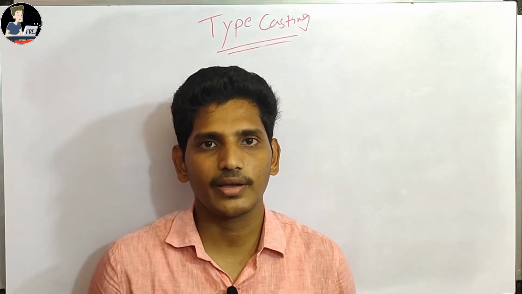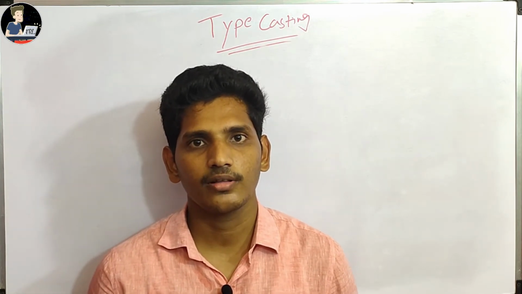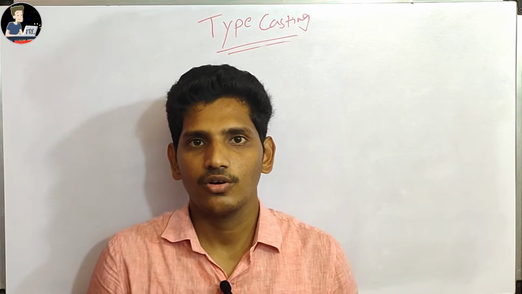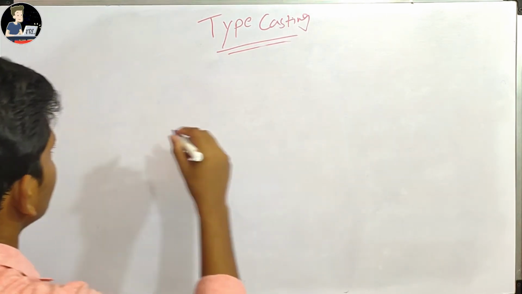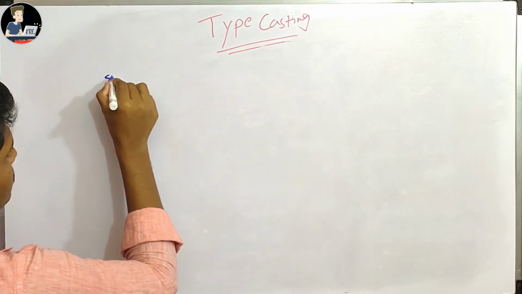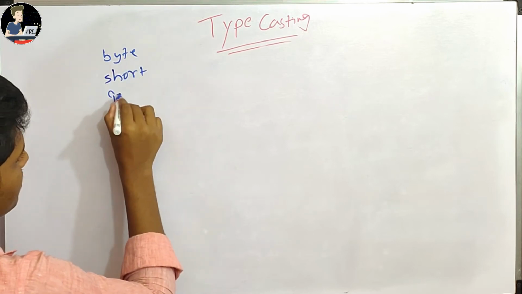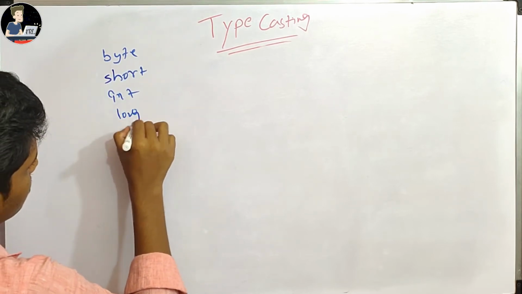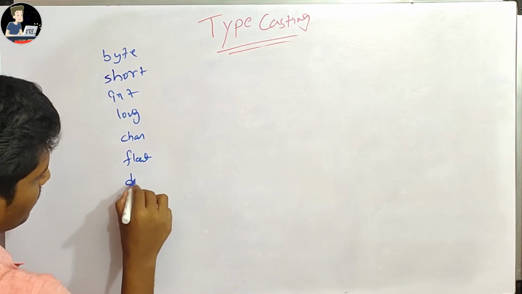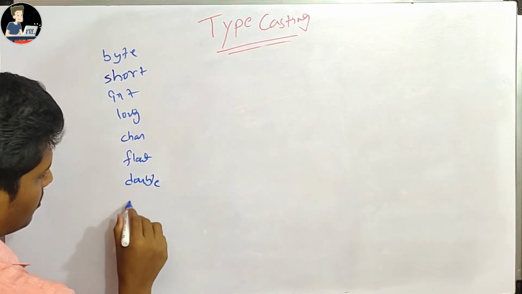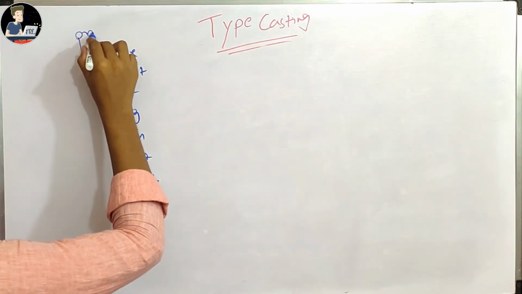What is typecasting? Typecasting is nothing but converting one data type into another data type: one primitive to another primitive, one reference to another reference. What are primitive data types? Primitive data types are short, byte, int, long, char, float, double and boolean. These are all primitive data types.